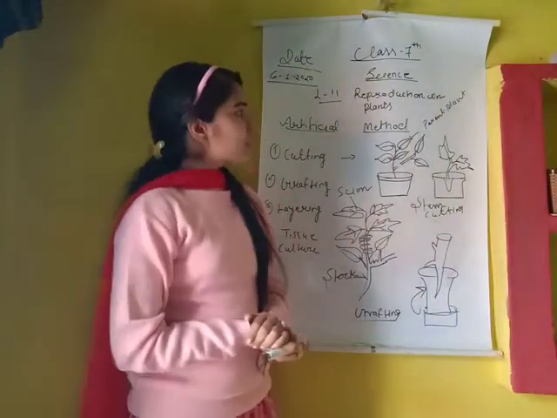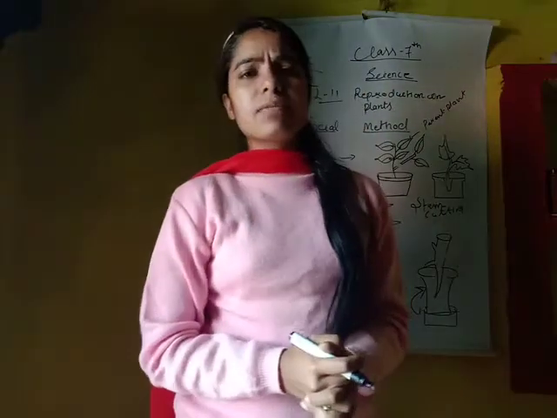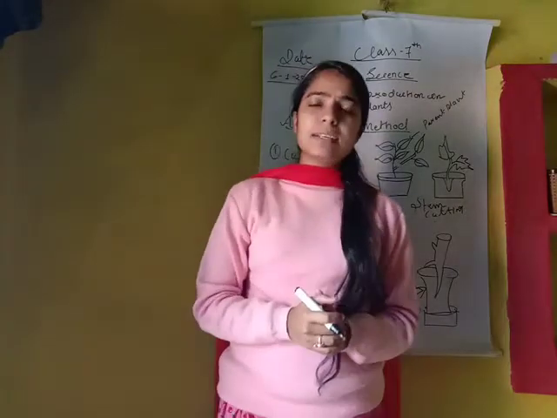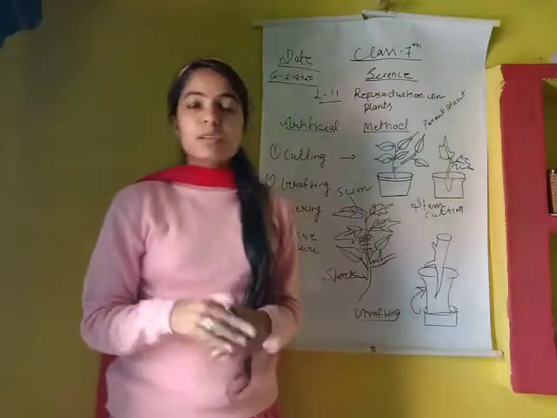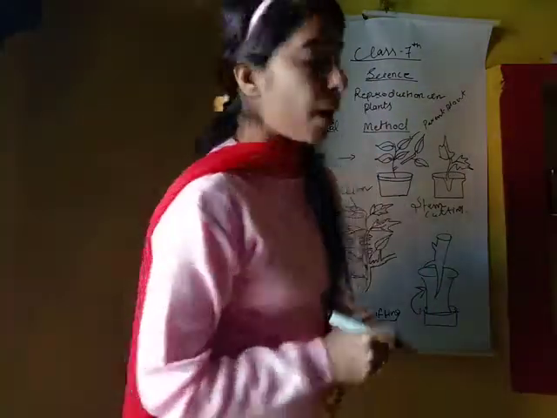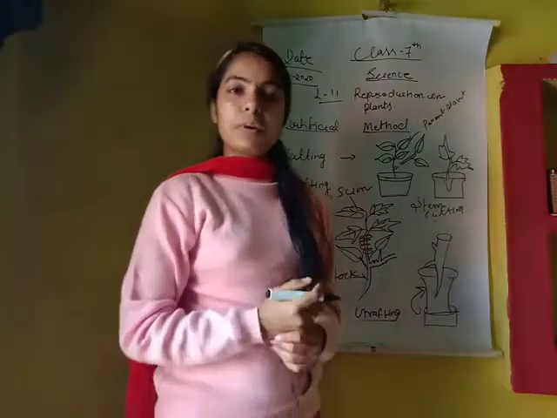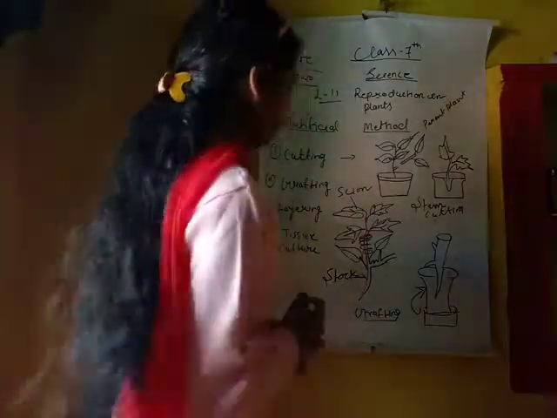Okay, so students, in plants, yesterday I told you about vegetative reproduction, and vegetative reproduction is done by two methods. The first one is the natural method and the second one is the artificial method. The natural method I told you. Today in this video I am going to tell you about the artificial vegetative method of reproduction of plants. Okay, so students, let's start today's topic.